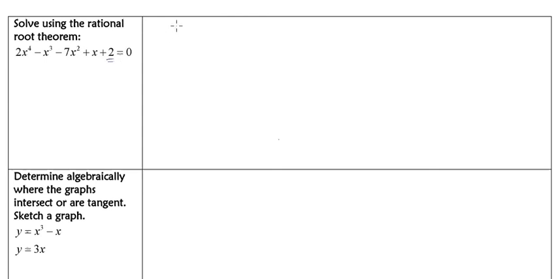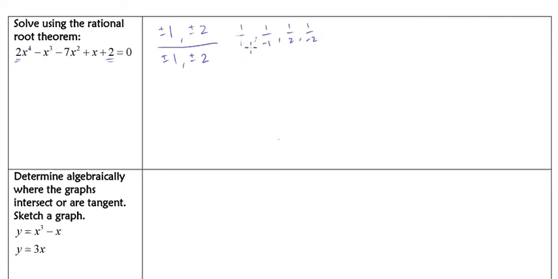of our constant. And so we've got plus and minus 1 and plus and minus 2 divided by all the factors of our leading coefficient. So again, plus or minus 1 and plus or minus 2. So we've got 1 over 1, which is 1, and 1 over negative 1, so negative 1, and 1 over 2, and 1 over negative 2.